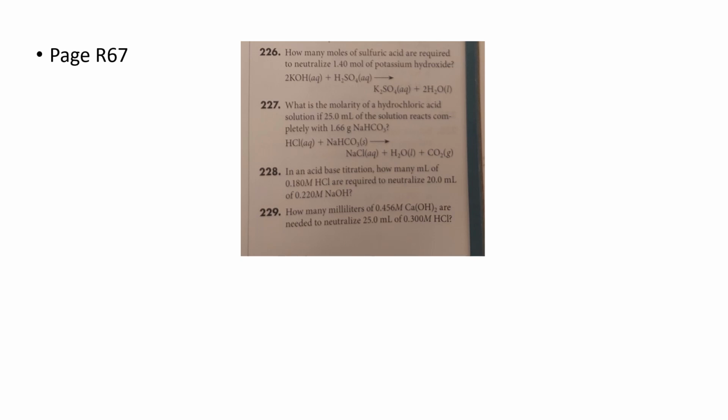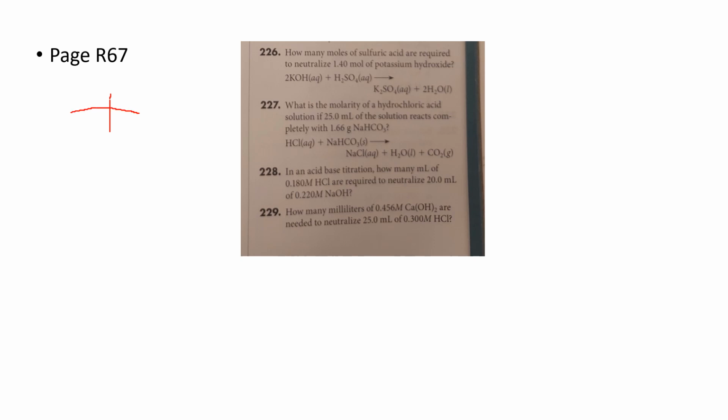226 through 229 were the other parts of the assignment from page R67. So on 226, this is a stoichiometry problem. How many moles of sulfuric acid are required to neutralize 1.4 moles of potassium hydroxide? So on this one, you could make yourself a factor label grid. I'm not going to be able to draw this very well on a computer, but there's my factor label grid.